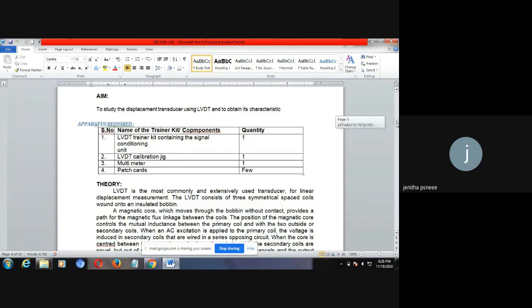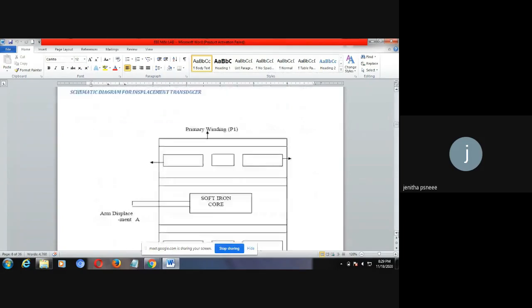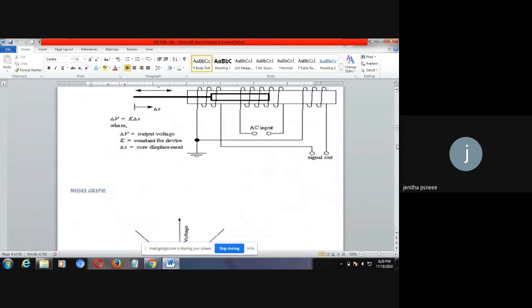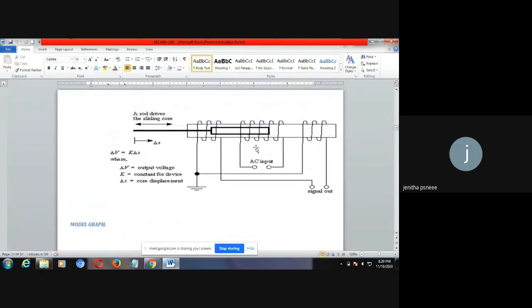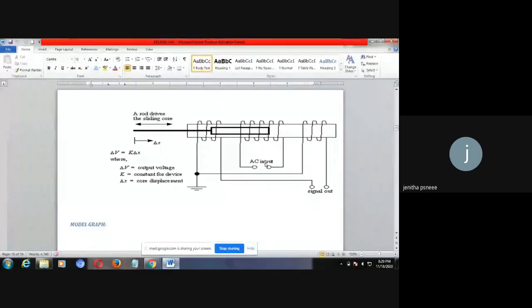Already we studied in the theory what LVDT is and what the working principle is, isn't it? In LVDT, first you can see the diagram. So this is our diagram. LVDT consists of coils: one primary and two secondary coils. See here, the primary coil is in the central part, that is the primary winding, and this primary winding is connected to the AC input. The other two coils are the secondary coils.